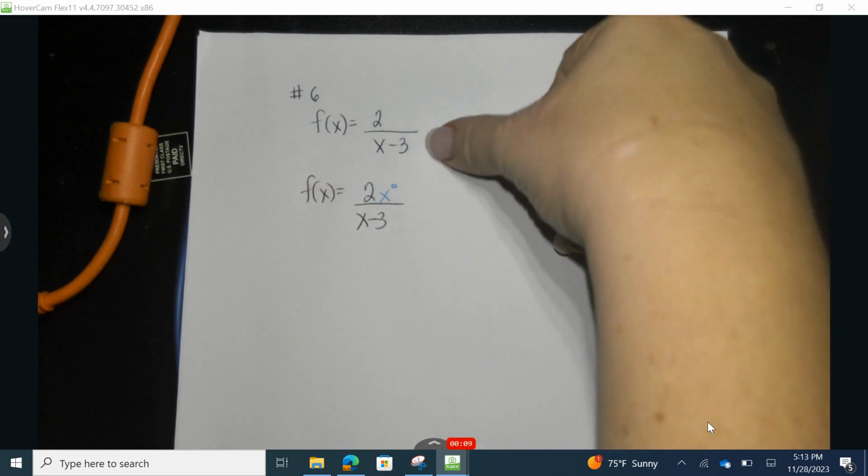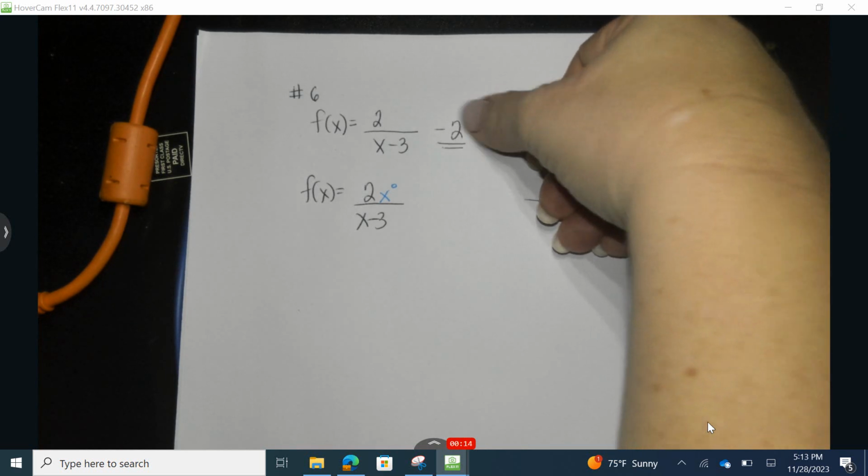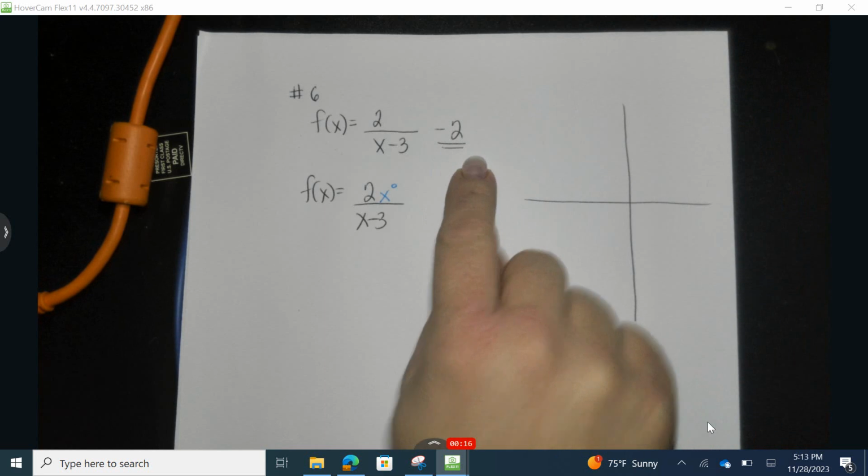This is the function. I want you to think of this as simply y equals 2 over x minus 3, and this represents a vertical shift down by 2.